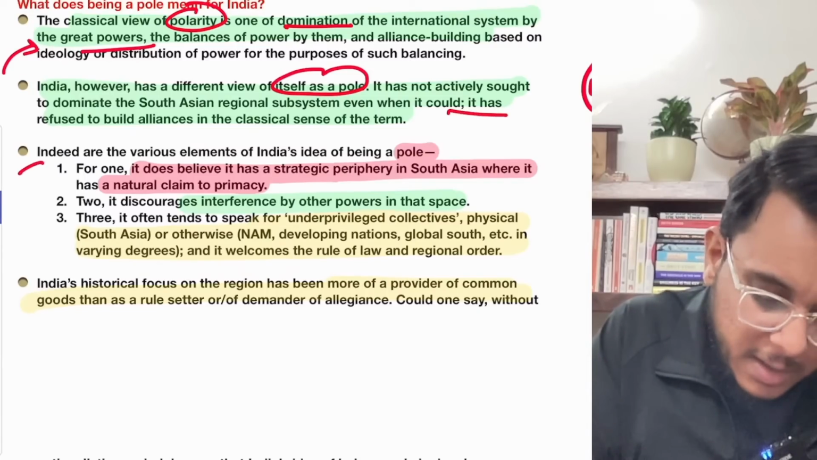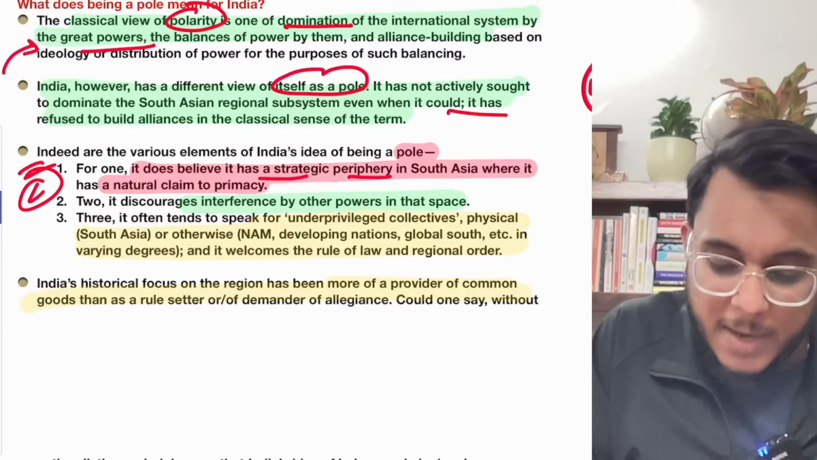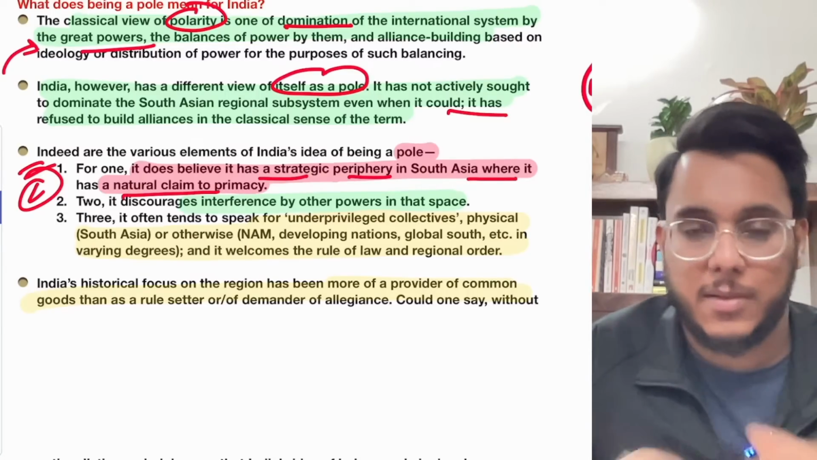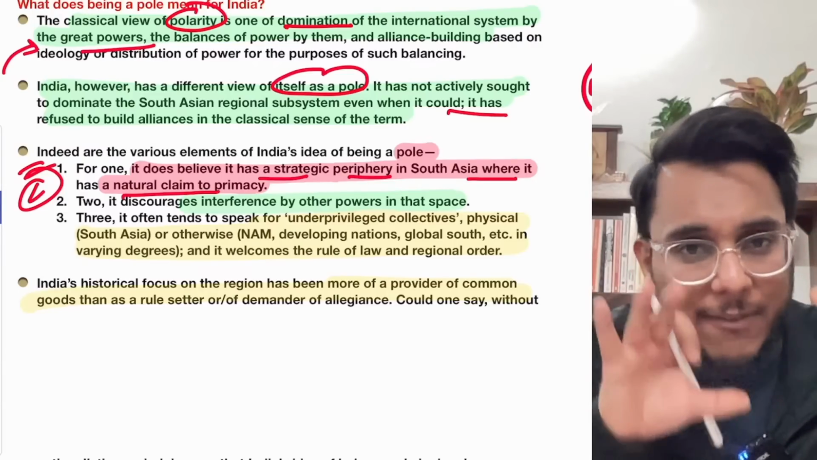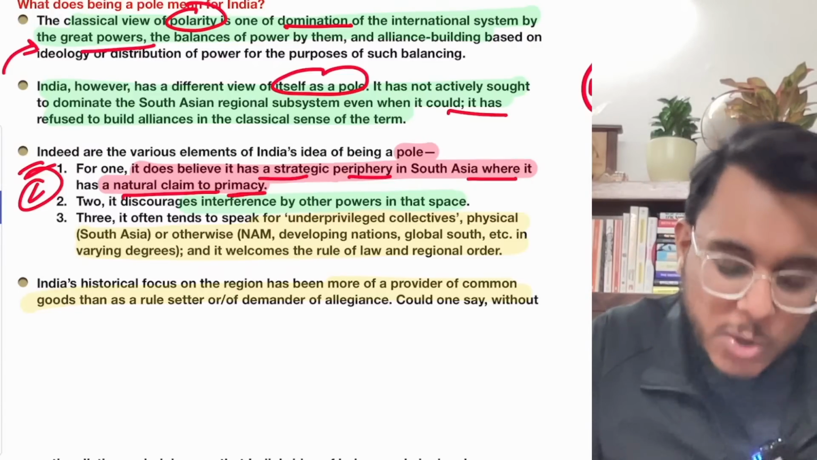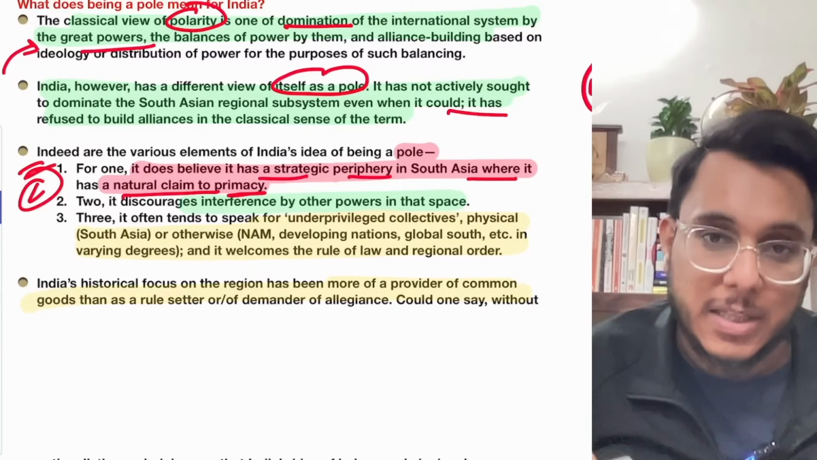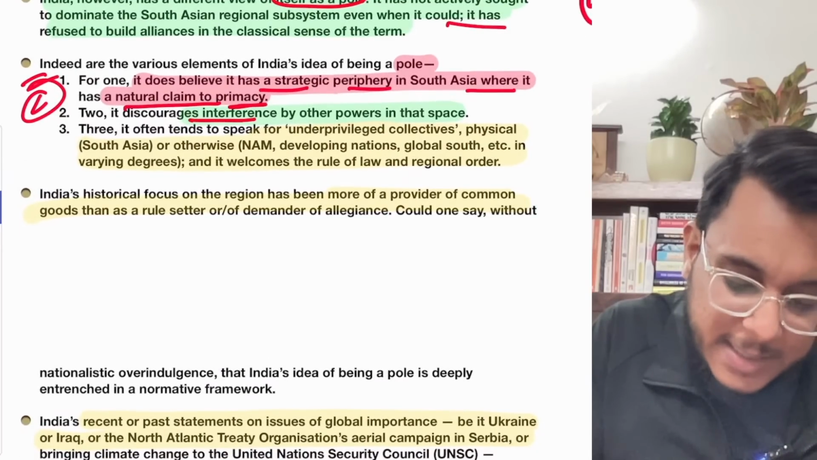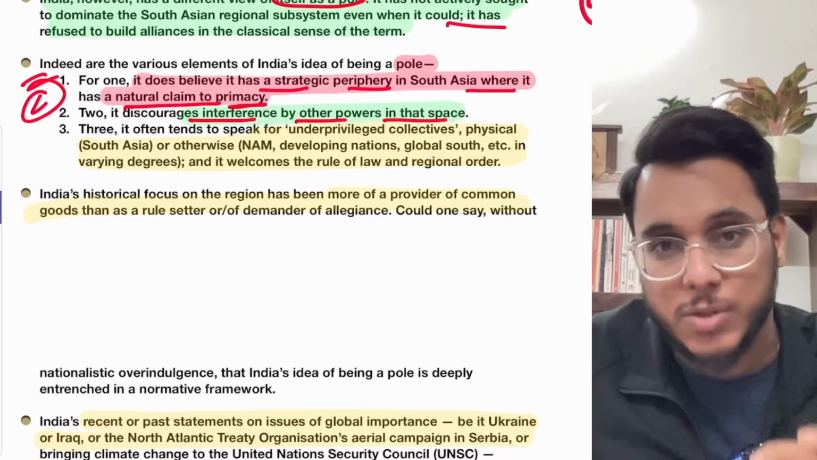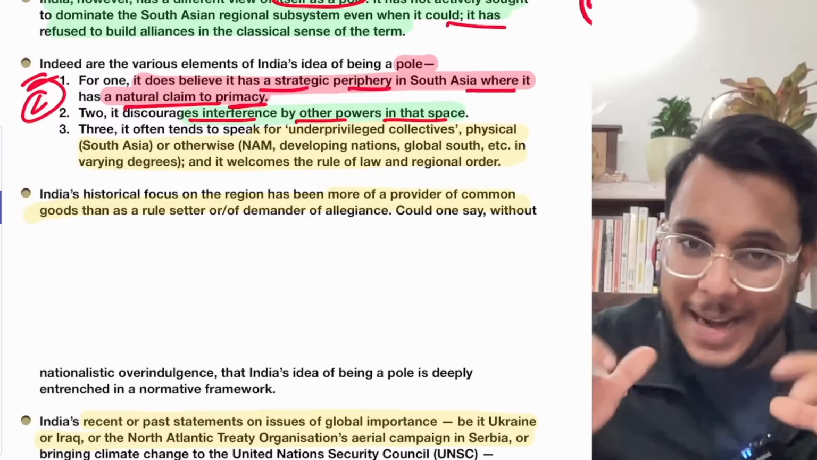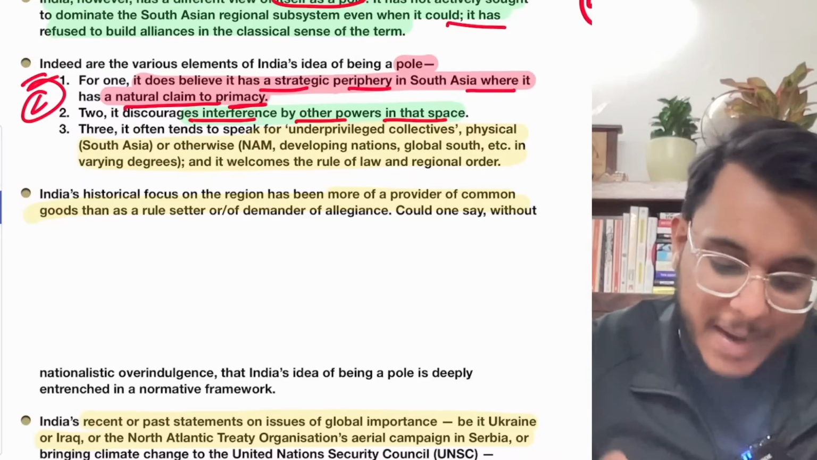It is a pole because, number one, India does not believe in a strategic periphery in South Asia where it has a natural claim to primacy. Now you see this particular thing. India in the South Asian region has played a very responsible role. It has a natural claim to primacy, but there also India doesn't dominate with its power. India wants to maintain a rule-based congenial order. It discourages interference by outside powers in that space. In the South Asia region, it doesn't want to bring any outsider. It doesn't want to bring any contestation. India has a natural primacy, but India wants to maintain the rule-based order and doesn't want to bring any outsider.